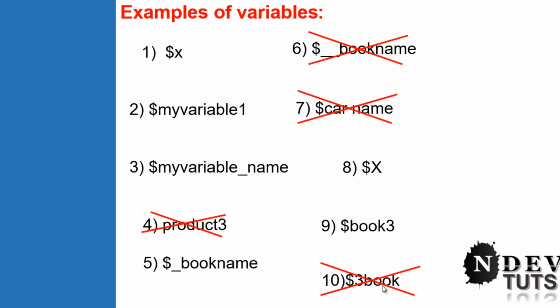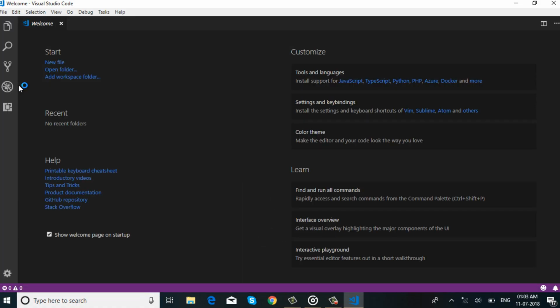Let's see the demo of a PHP variable program. First of all, open Visual Studio Code. Here I create one PHP file, variable.php. For how to create a PHP file in Visual Studio Code, refer to my previous video on my channel. You can find the link below in the video description.